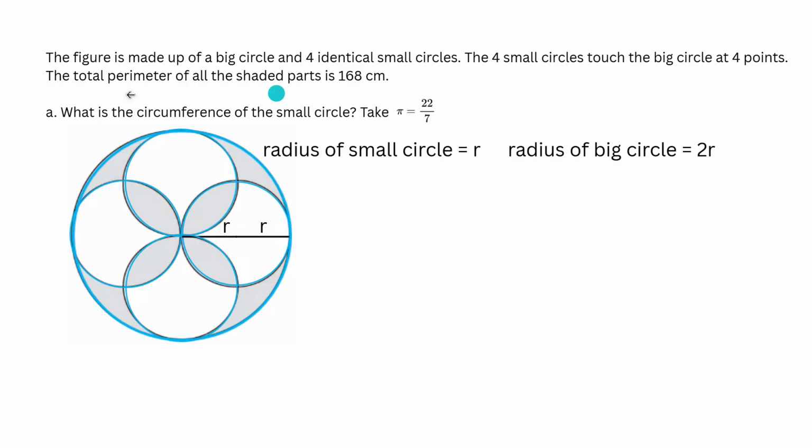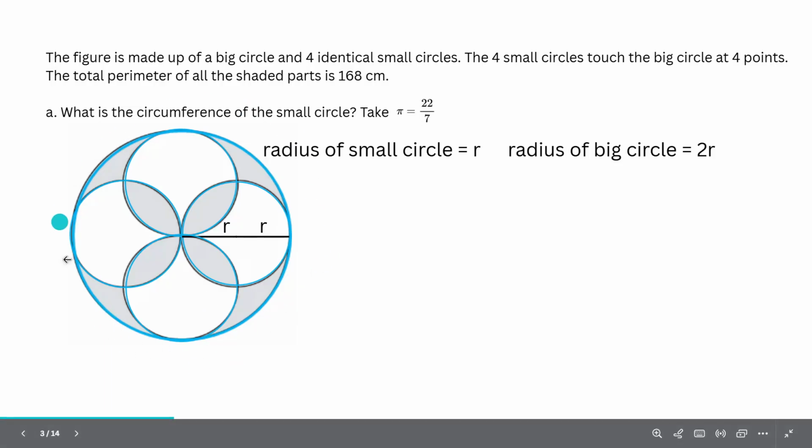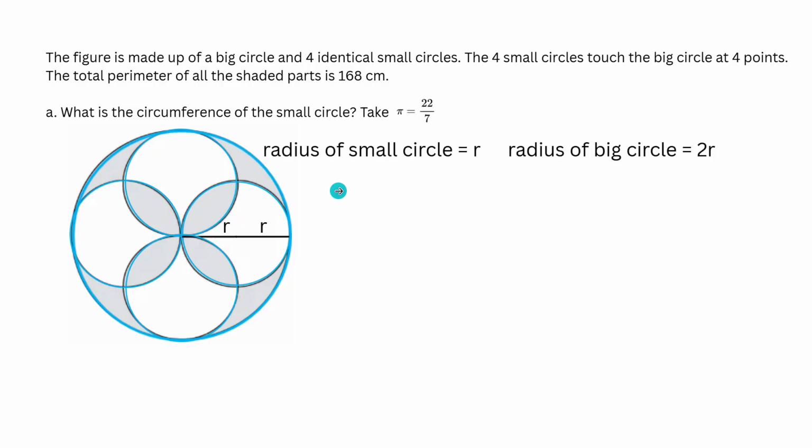Now, what is the total perimeter of all the shaded parts, which is 168 centimeters? Beyond that, we don't have any information. We need to figure out what is the radius of each of these circles. So to do that, 168 is equal to what? It is equal to the perimeter of the 4 small circles plus the perimeter of one big circle. So what is the perimeter of the 4 small circles plus one big circle?